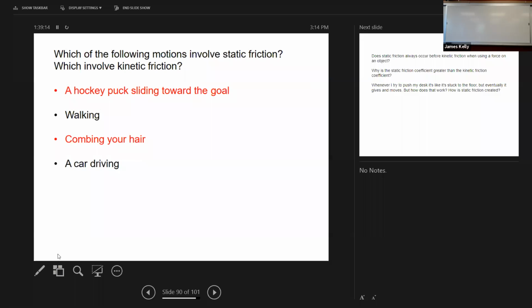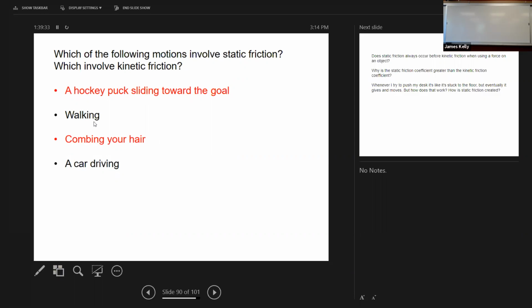Okay, here were some examples, and I just want to talk about two of them. Hockey puck sliding towards the goal, that's an example of kinetic friction because the two surfaces are grinding, maybe not too much because it's ice, but still moving relative to each other. When you move a comb through your hair, the two surfaces are moving relative to each other.